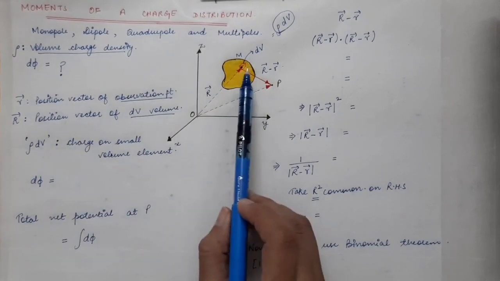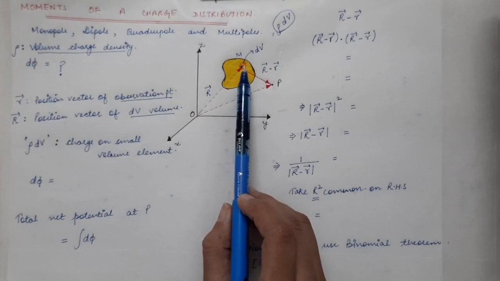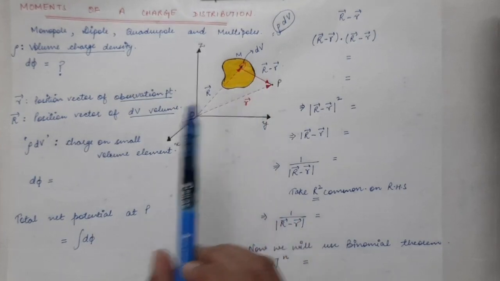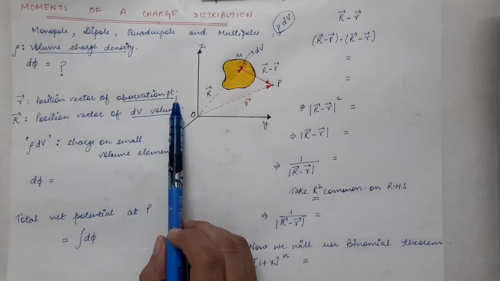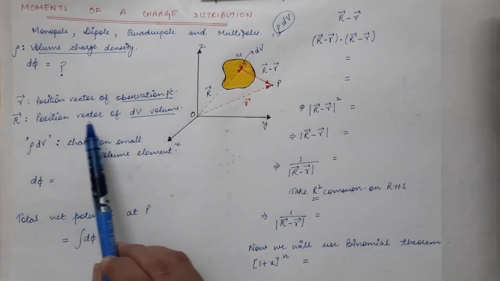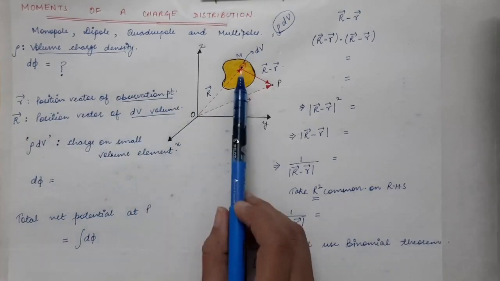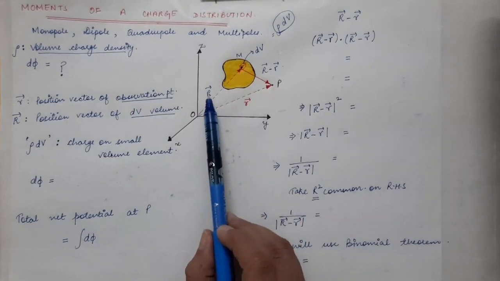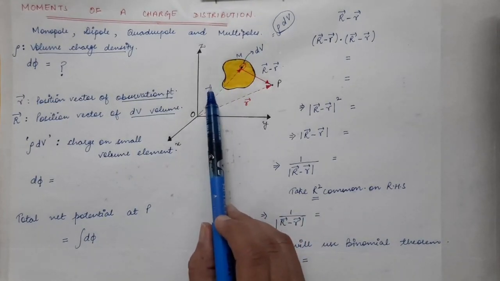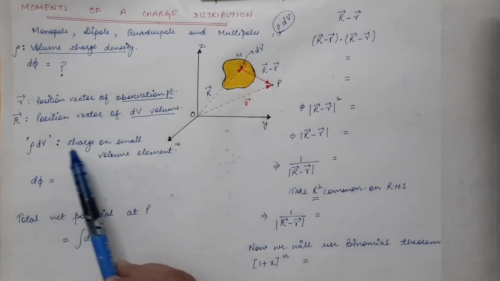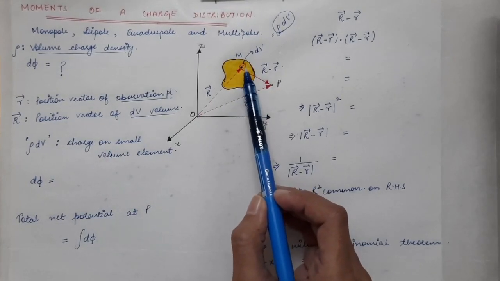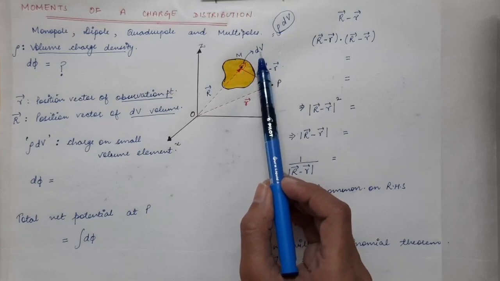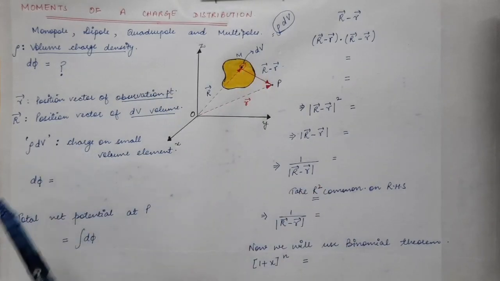It is the potential due to this small volume element at P point. R vector is the position vector of the observation point that we have already seen. Capital R vector is the position vector of dV volume. So this dV volume has a position vector which is given by capital R vector. Now rho times dV is the charge present on the small volume element. So the charge carried by this dV amount of volume is given by rho times dV.